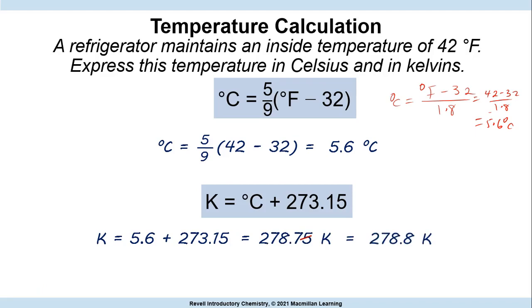When we are adding, remember the rule of significant figures. We have just one decimal place here. The one decimal place is what is going to limit our decimal places in our final answer. So our final answer is supposed to have just one decimal place. That is why we have rounded up here to 8. So the answer is 278.8.